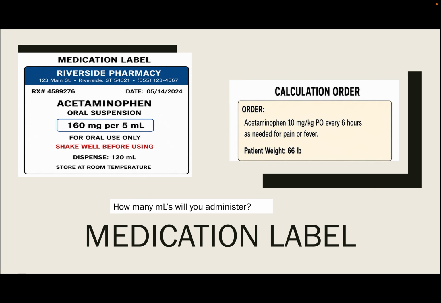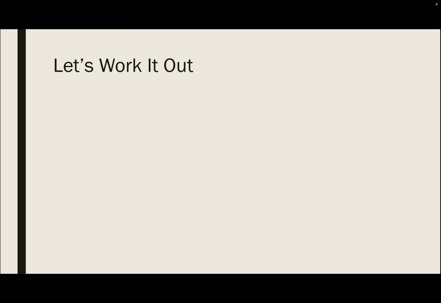So here's the order. Your patient weighs 66 pounds, and your order is written acetaminophen, 10 milligrams per kilogram per oral every 6 hours as needed for pain or fever, okay? And then when you look back on the left-hand side, what you have available is acetaminophen, 160 milligrams per 5 mLs, okay? So let's go to the next page, and we're gonna practice working that out. Okay, so don't forget that your patient weighs 66 pounds. Write this stuff down somewhere, and then we're gonna calculate it together, okay?